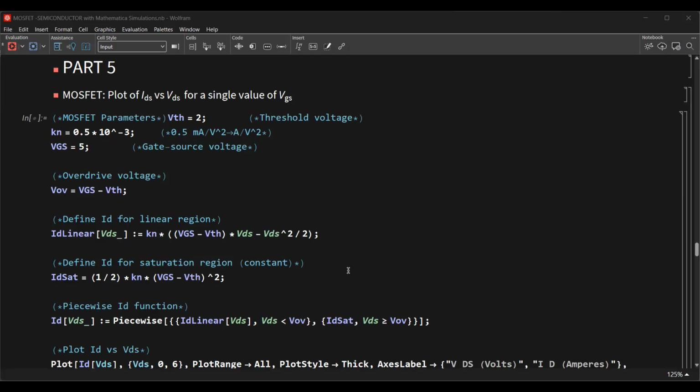So we have a plot here of IDS versus VDS for a single value of VGS. IDS is the current between the drain and the source, and VDS is the voltage between the drain and the source. For a single value of VGS, the VGS is the voltage between the gate and the source.